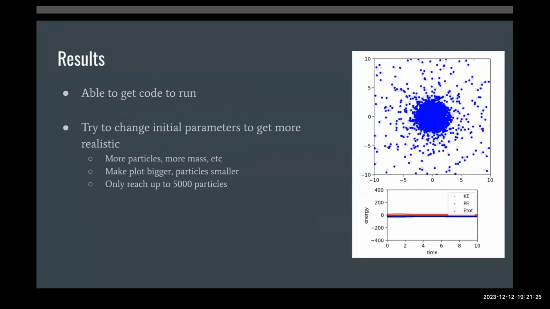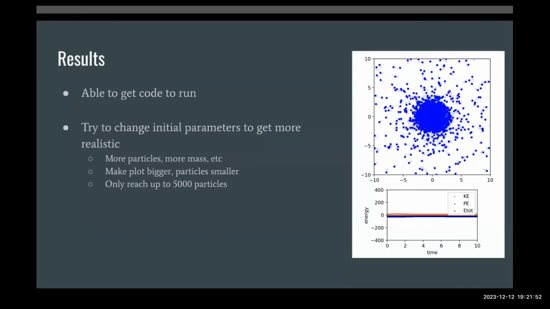Next slide, please. Okay, so some of our results. First, we were able to get the code to run, which is good. Initially, we had some troubles setting up some software. So it was good to see that we all got the code to run. And we tried to do a bit more than just running the default code. We tried to change some of the initial parameters.